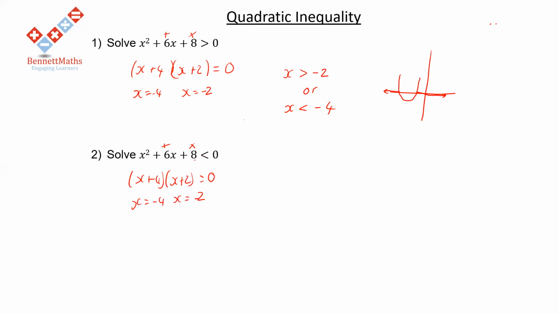This time, our equation is less than 0. So if we think back to our graph, it's all the space in between those two points of intersection of the x-axis. So we're just going to have the one solution. So -4 is less than x, which is less than -2. So it's all those values in between.